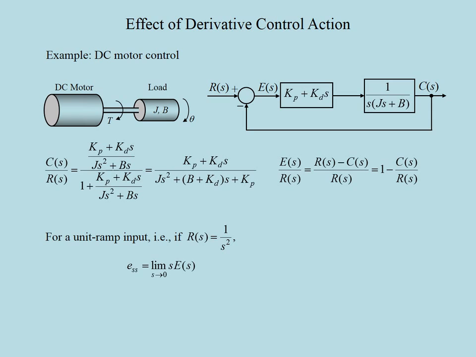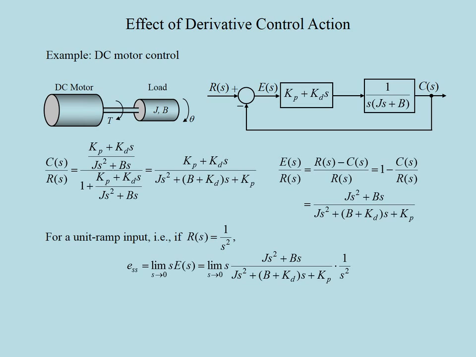To find the error signal E(s), one can use the transfer function from the reference input to the error, which can be written as 1 minus the closed-loop transfer function. Substituting E(s) and cancelling s terms in the numerator and the denominator and taking the limit as s goes to 0, we obtain as the steady-state error B over Kp. That means the larger the friction coefficient, the larger will be the error for a ramp input. And the error can be decreased by increasing the proportional gain.